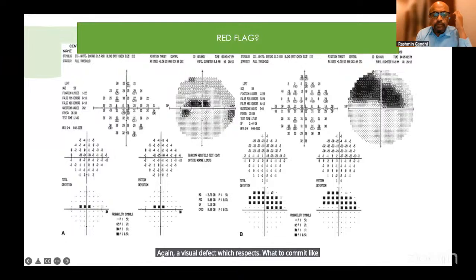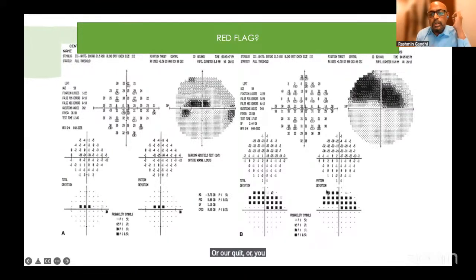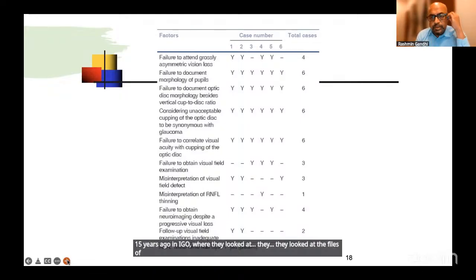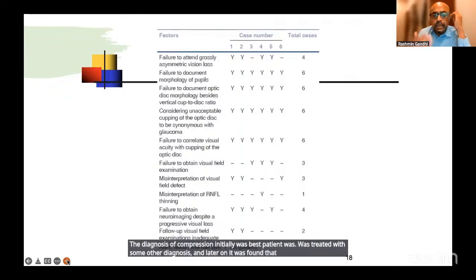Visual field defects which are mainly central or arcuate or alternate like this are all defects which can be because of compression of the visual pathway. And this was a very nice paper done by our colleagues at Shankar Netralaya, published around 15 years ago in IJO, where they looked at the files of 6 patients where the diagnosis of compression was initially missed. The patient was treated with some other diagnosis, and later on it was found that the patient was actually having a compression of either an optic nerve or a visual pathway.